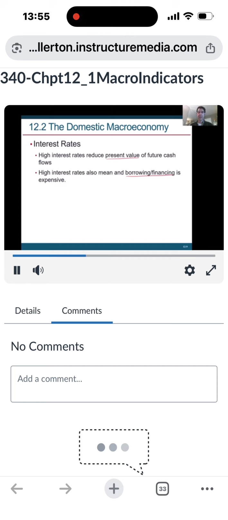Okay, so in general, if you're a business and businesses borrow, how do they borrow? They issue corporate bonds. Or if you're a government, governments borrow a ton, right? They issue Treasury securities in the US, they issue government bonds. If interest rates are very high, it's very expensive for them to borrow.